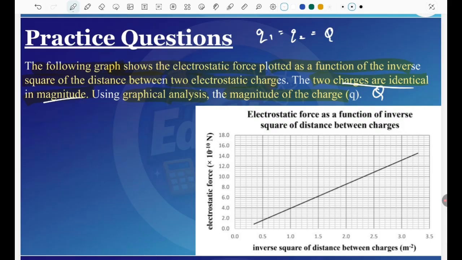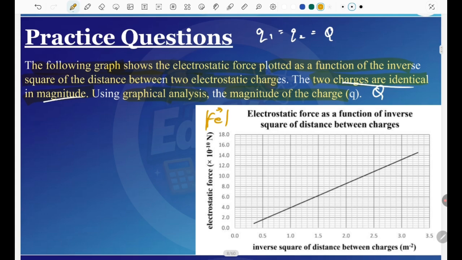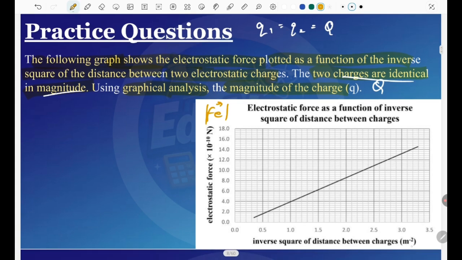So now we have to do this. This is the electrostatic force, so this means that this is our absolute Fe. And the inverse square of the distance between the charges is our r square, because this is inverse, so we do 1 upon r square. So Fe is on the y-axis and 1 upon r square is on the x-axis.